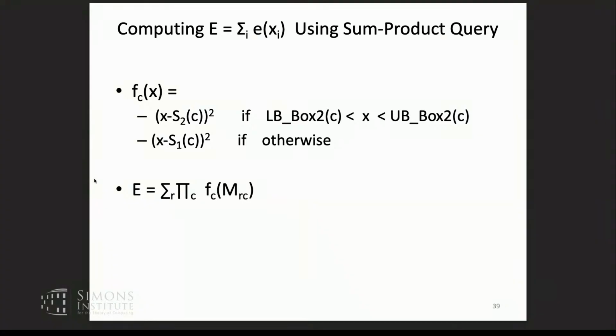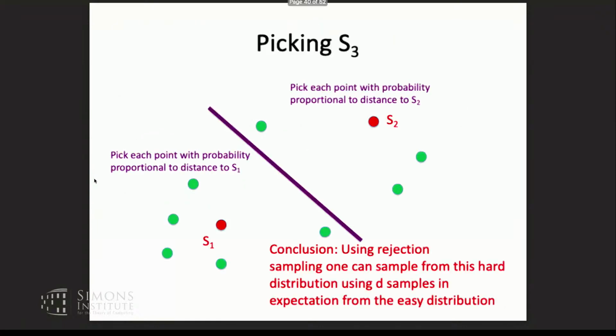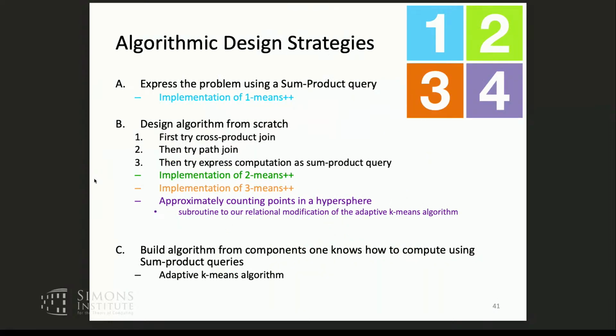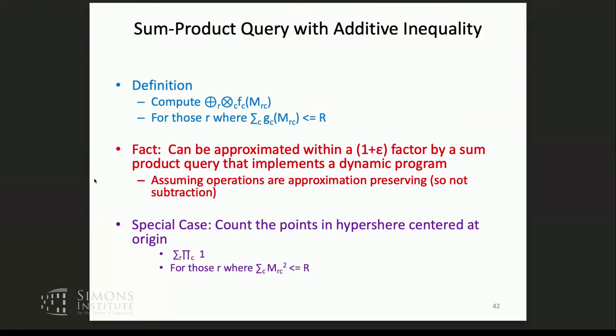Good. So if we look at your sum product query, so these are these individual... skip that. All right. So the conclusion is, even though it's NP hard to do the sum, we can use rejection sampling because we can find a distribution we can sample from using sum product queries that's close. All right. Let's see what's the next one.